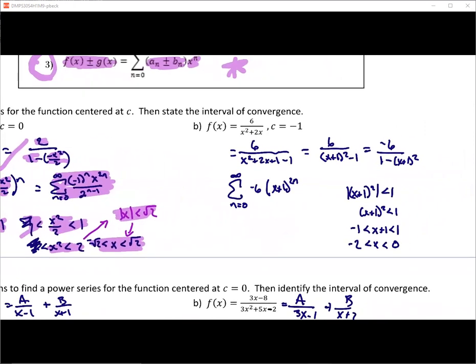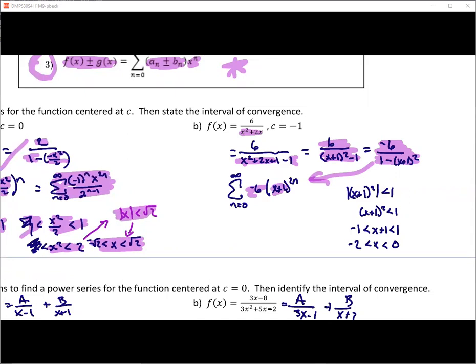For part B, I have x squared plus 2x, so now I have another term added. Hey, let's complete the square. If we complete the square, then I get minus 1 additionally, which I can write in its completed square form. But it's a lot easier for me to just factor a negative out of the denominator to get into that 1 minus form. So my first term is going to be negative 6 from that form. My ratio is x plus 1 squared.